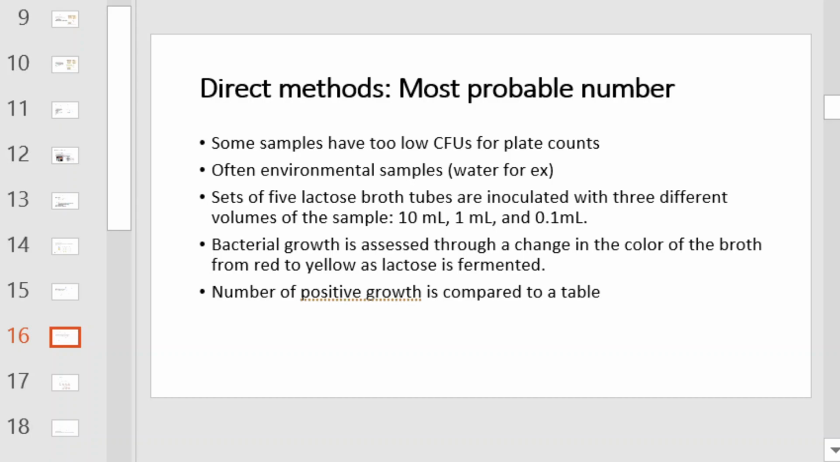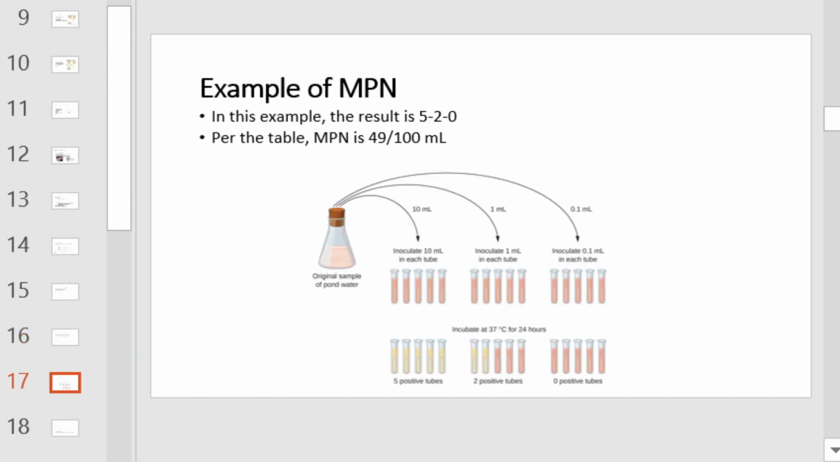Sets of 5 lactose broth tubes are inoculated with 3 different volumes of a sample, as seen here: 10, 1, and 0.1 mL. The bacterial growth is then assessed through a change in color of the broth from red to yellow as lactose is fermented. The number of positive growths is compared to a table. This is an example of a most probable number experiment. In this example, the result is 5, 2, and 0, as seen at the bottom of this slide.